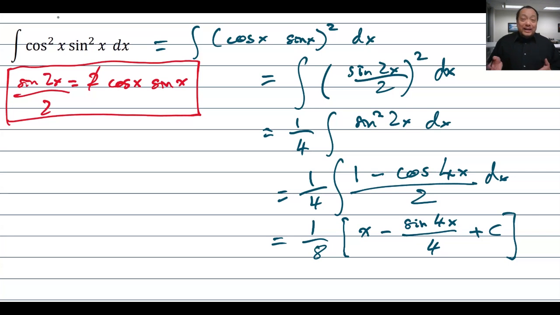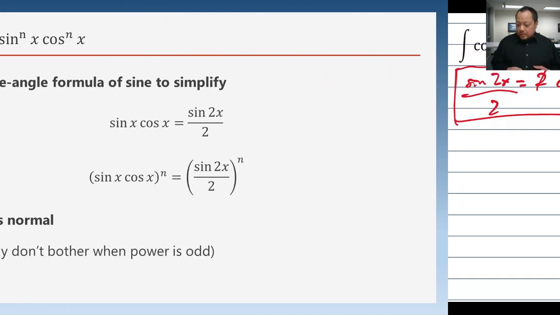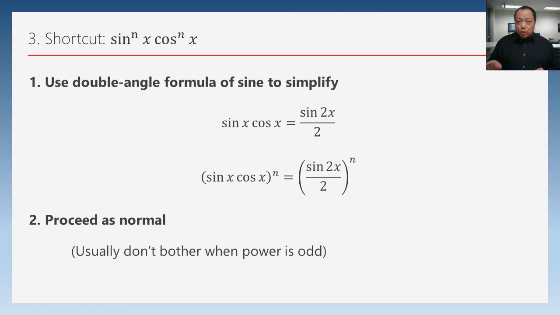I choose to leave it as is so that you can compare with the result in the previous part and see that they are identical. I got the identical result a little quicker than before. So in summary, if you have equal power sine cosine, you can take the cosine sine and apply the sine 2x formula to it and simplify the integral. In practice, we don't usually bother with this when the power is odd. We only bother when the power is even, but it works for both cases.